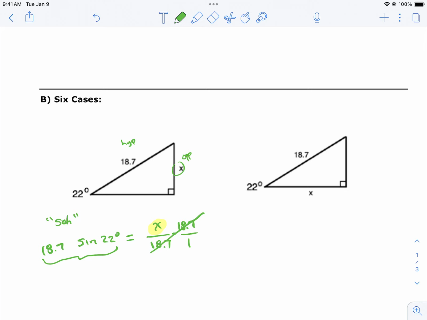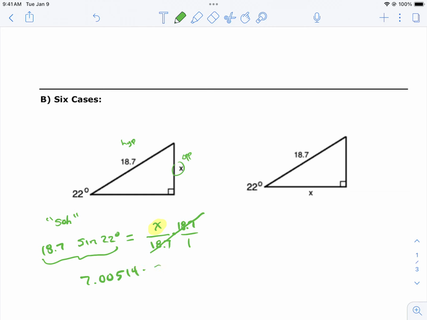X equals 18.7 times the sine of 22, and you just type that right into your calculator like that. You type the 18.7, then hit the sine, and it will know that it's supposed to multiply. Put the 22 in there, close your parentheses, hit equals, boom! I got 7.00514, and so on, so on, so on.